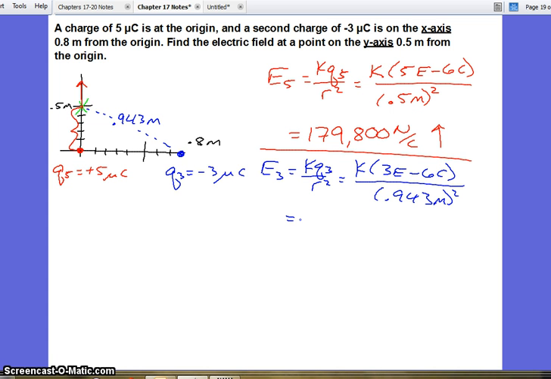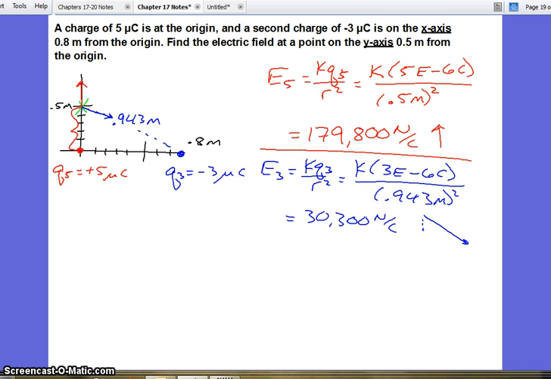And the electric field from the negative 3 microcoulomb charge is 30,300 newtons per coulomb. But again, we need a direction. So if I'm at the X, and I want to figure out the direction, electric field points towards a negative charge. So I need to draw an arrow pointing towards that negative 3 microcoulomb charge. That would be then down and to the right.